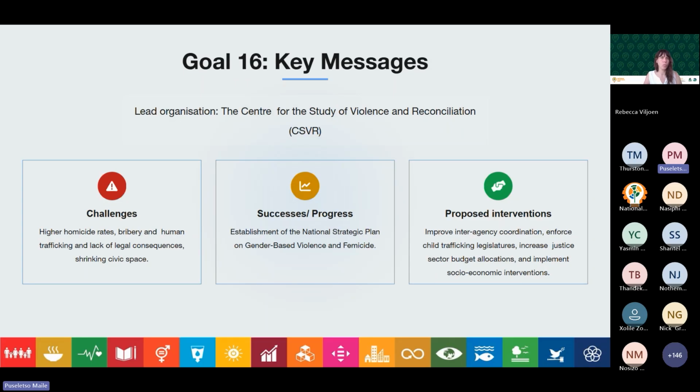Some of the challenges that they then identified include higher homicide rates, bribery, and human trafficking and lack of legal consequences, and the shrinking civic space. Some of the successes include the establishment of the National Strategic Plan on Gender-Based Violence and Femicide. Proposed interventions include improve interagency coordination, enforce child trafficking legislature, increase justice sector budget allocations, and implement socio-economic interventions.